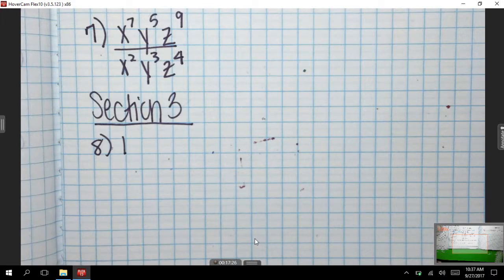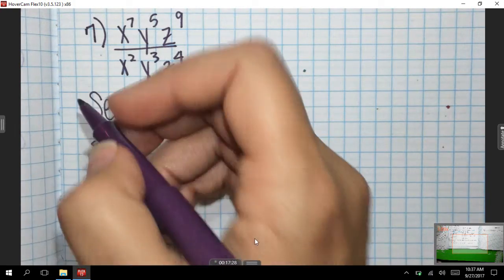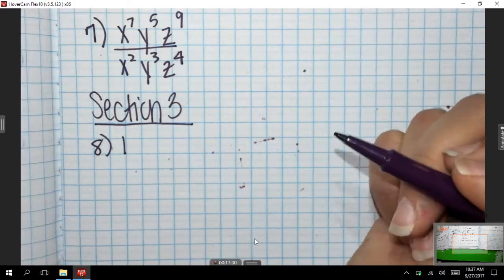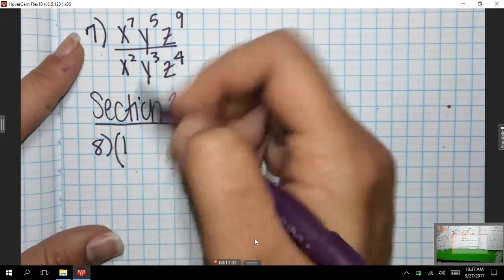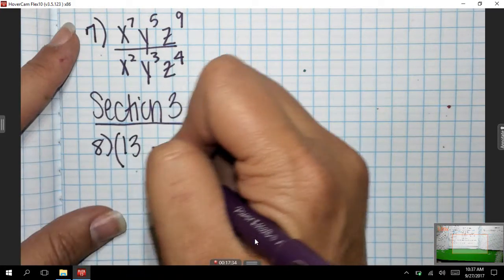Alright, so section 2 is dividing like bases. And what do you do when you divide like bases? Subtract.